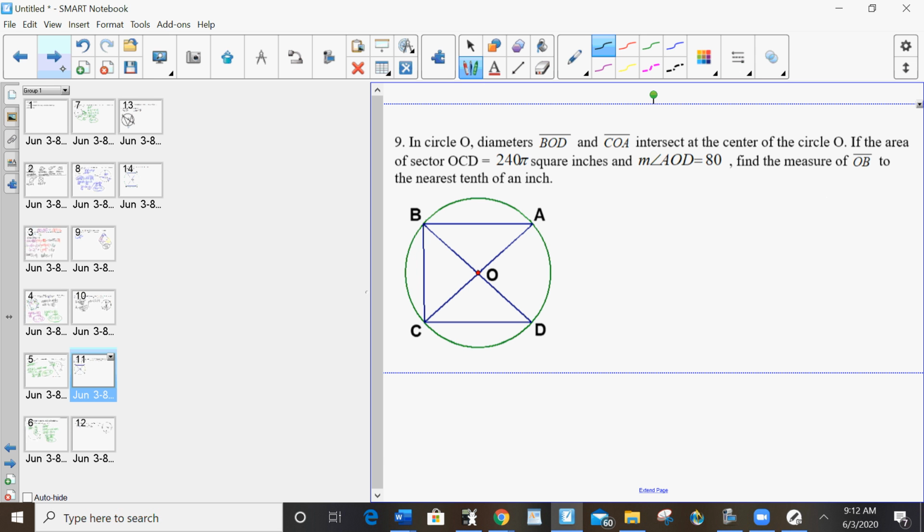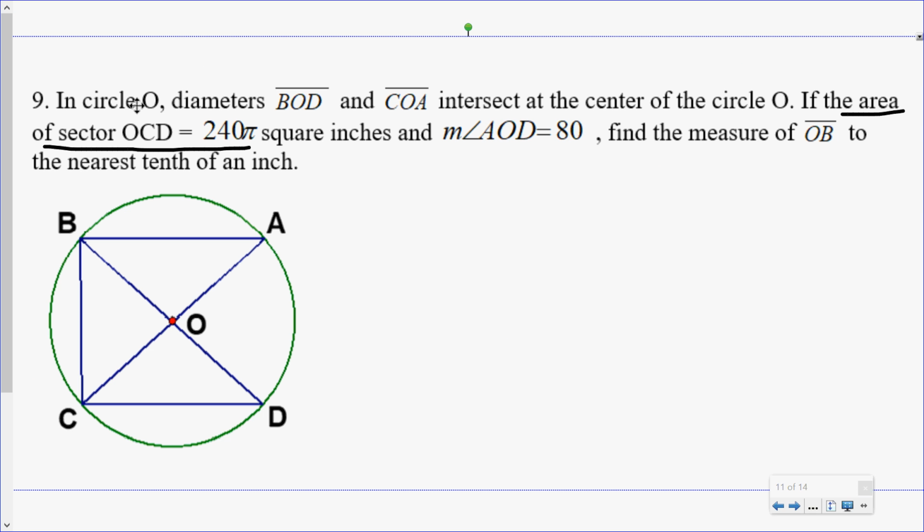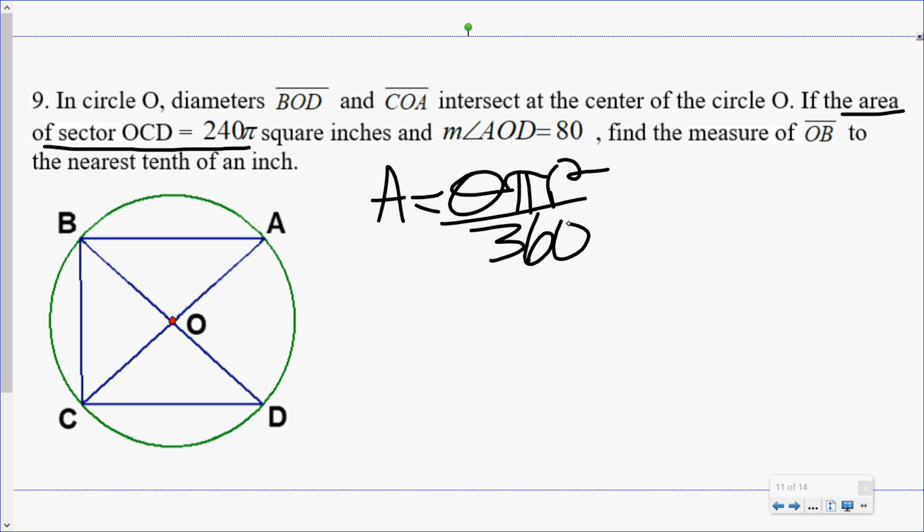Now here, it's telling us that the area of the sector is 240 pi. Well, again, it's still area of a sector, so it's still A equals theta pi r squared over 360. So we're talking about sector OCD. It says that angle AOD is 80. It says that it wants OB.